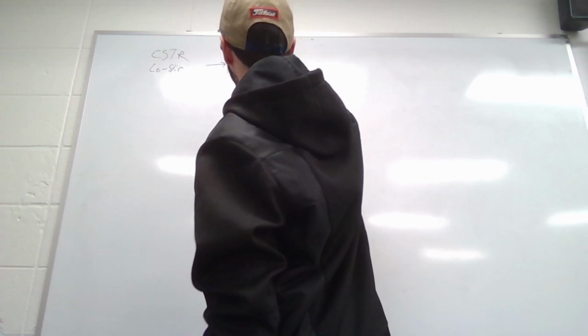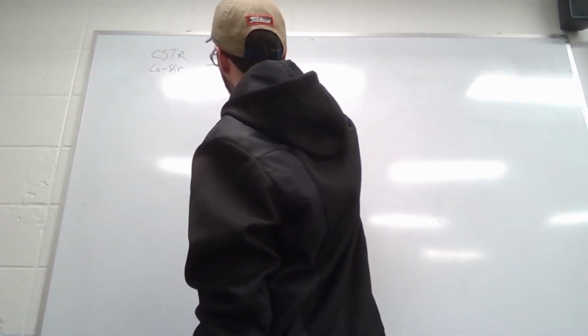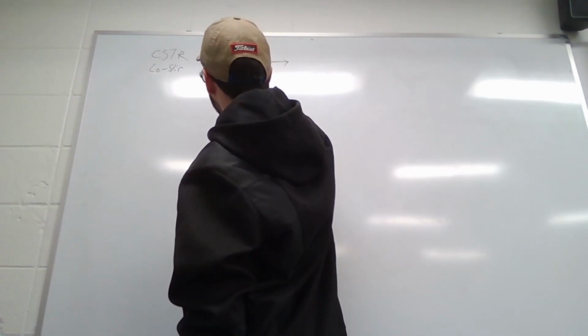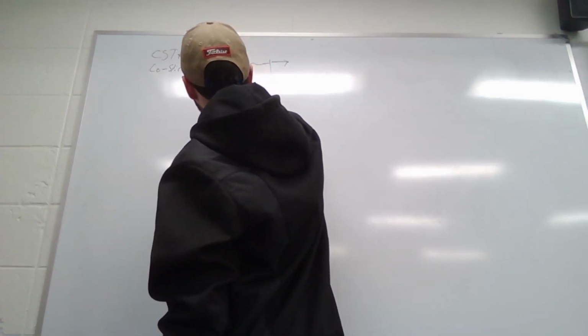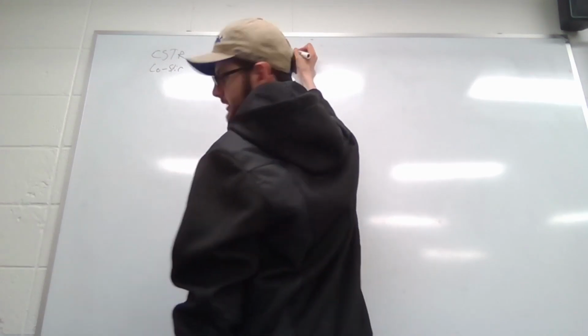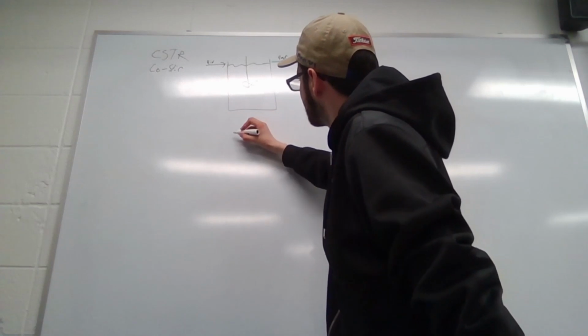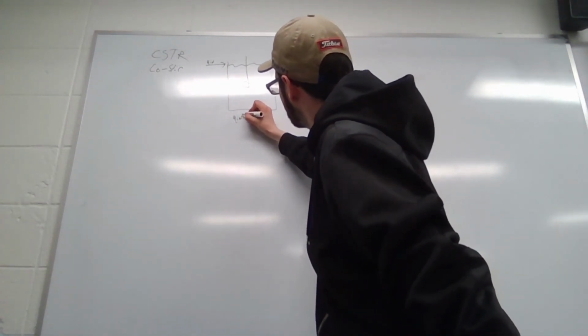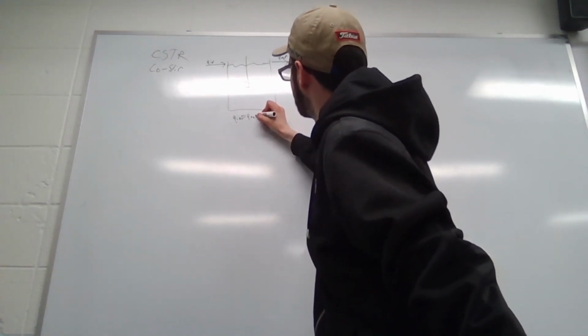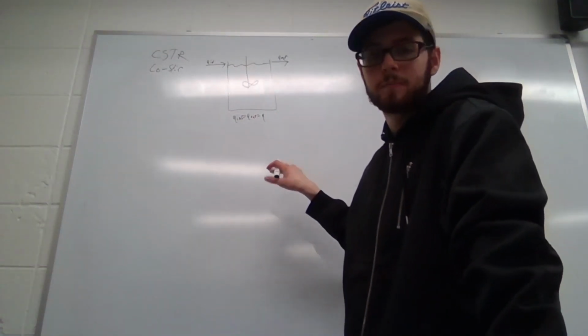So what this CSTR has is stuff going in, stuff going out, and a constant fluid level. We're given a Q in and a Q out. Actually, I lied to you. Q in is equal to Q out, and we're just given a Q, so we'll refer to that as Q from now on.